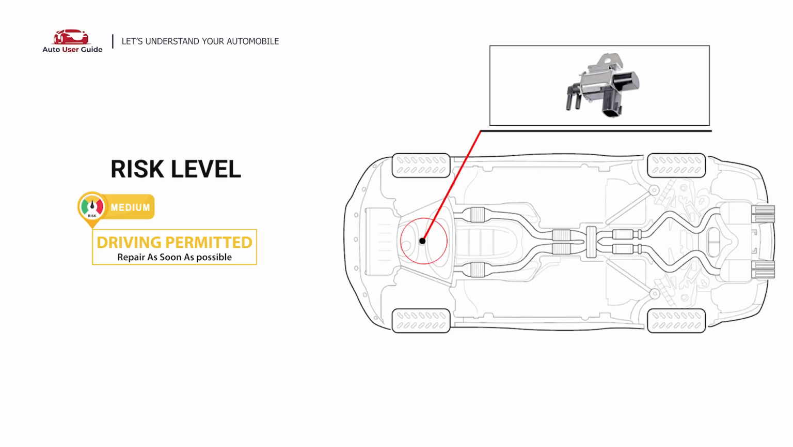This engine code indicates a problem with the intake manifold runner control system on the second bank of cylinders in the engine, where the runner flaps are stuck in an open position, preventing proper airflow and engine performance. Under this circumstance, short-distance driving is permitted, but your vehicle should be repaired as soon as possible.